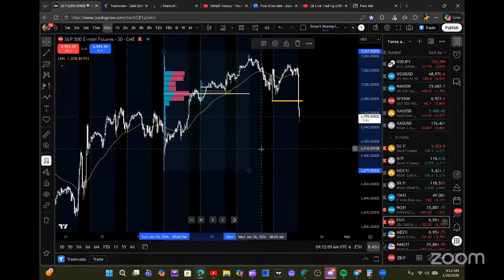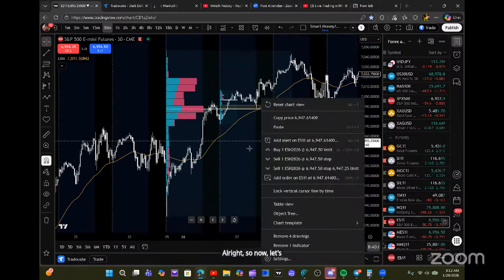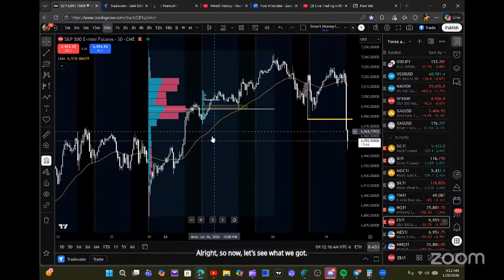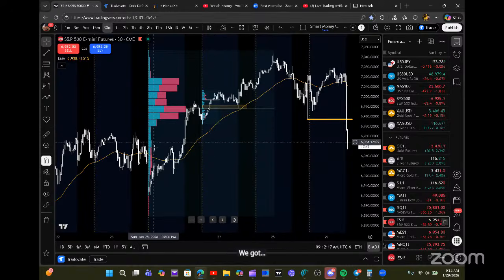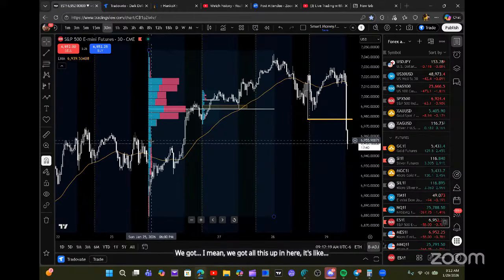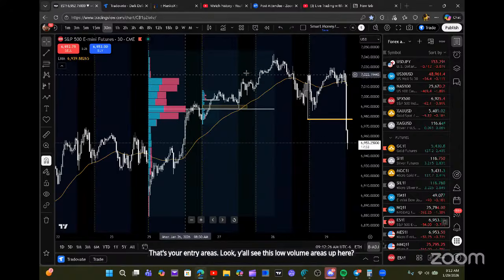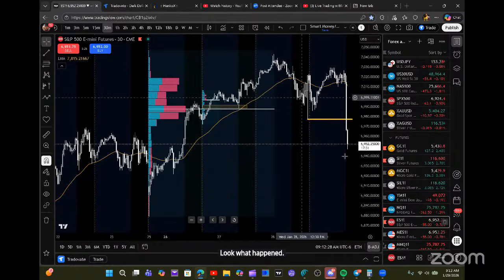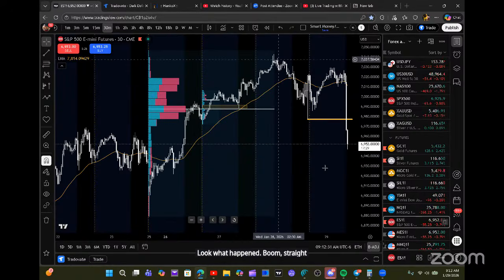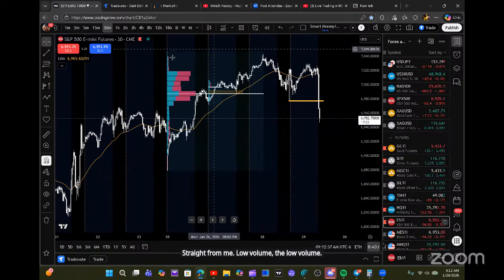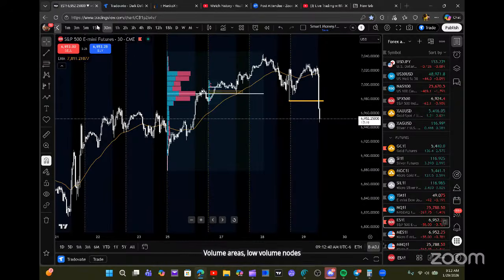All right, so now let's see what we got. We got all this up in here. It's low volume. That's your entry areas. Look, y'all see these low volume areas up here? Look what happened. Boom, straight from it. Straight from it. The low volume areas, low volume nodes, that's your entry areas.